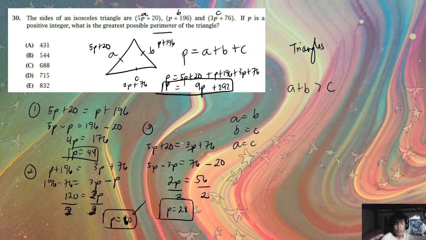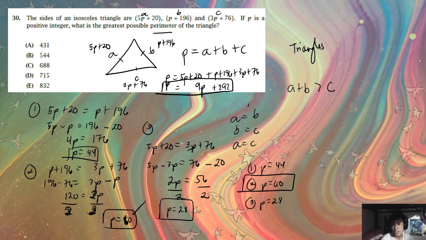Okay, so from the three values we have, for the first one, p is equal to 44. For the second one, p is equal to 60. And for the third one, p is equal to 28. Which is the biggest value? It has to be the second one.